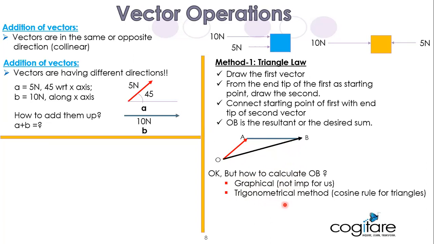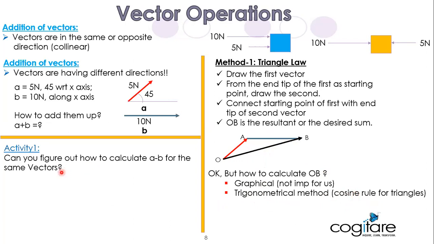In the trigonometry method, we need to use the cosine rule for triangles. This we will cover in more detail when we do the trigonometry lesson. Basically, if you say this is A and this is B and this side is C, then you can find the third side, that is OB, by using the formula C square is equal to A square plus B square plus 2AB cos theta, square root of this. So that is called the cosine rule, which we will discuss in trigonometry.